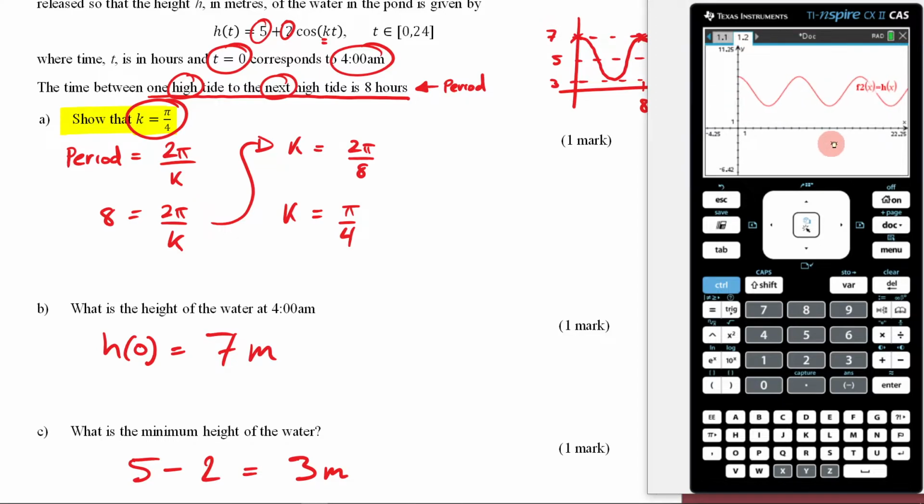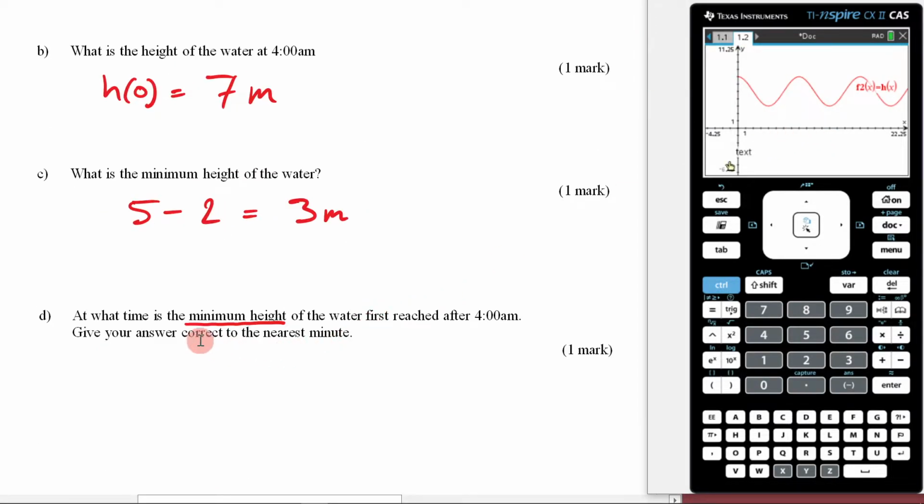There it is. So what we want is, at what time is the minimum height of the water first reached? We want to figure out this. This is the first time we have a minimum height. What's that going to be? Well, how can we do this? Well, we know what the minimum height is. The minimum height is 3.